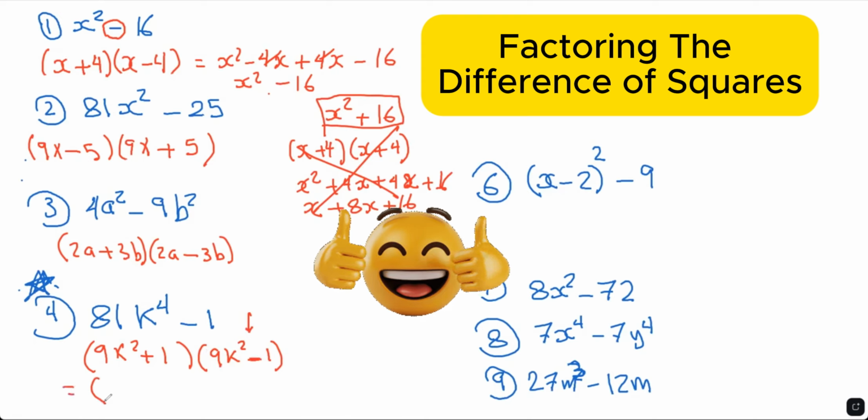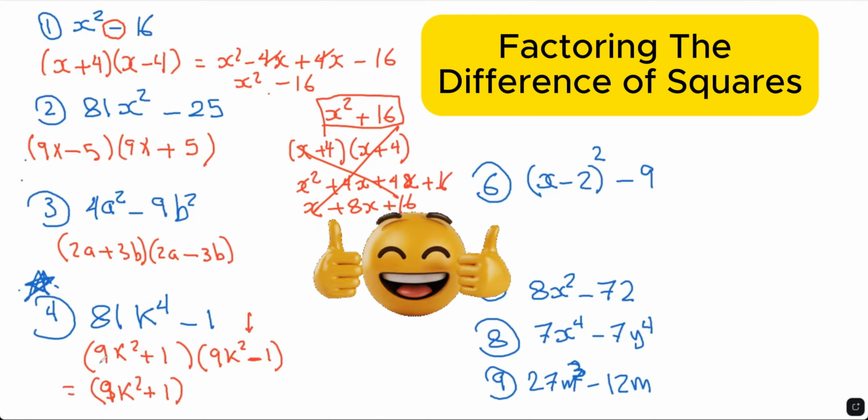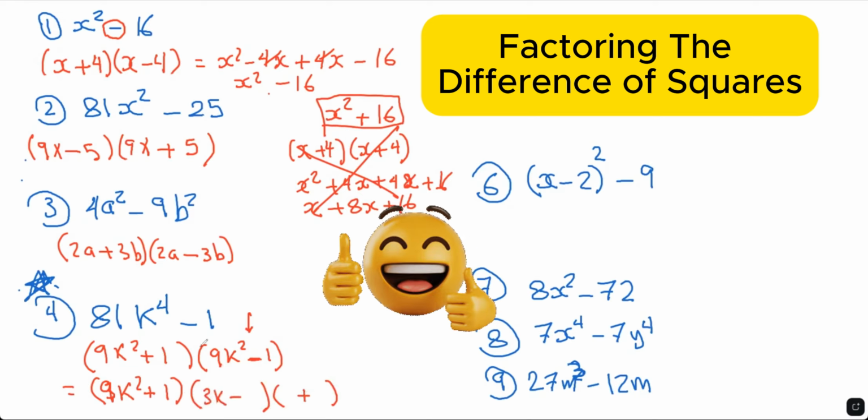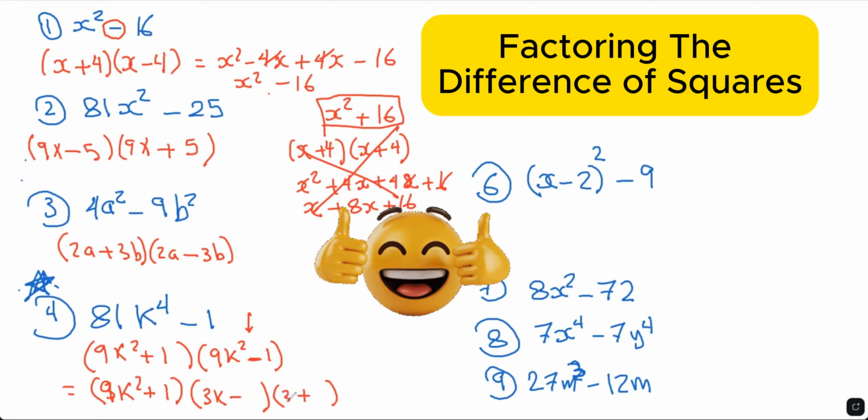So you just copy the 9k squared plus 1 there, and then the 9k squared minus 1, you're going to factor into two sets of brackets, and it's going to be 3k minus 1 and 3k plus 1. So again, the square root of 9k squared is 3k, and the square root of 1 is 1.